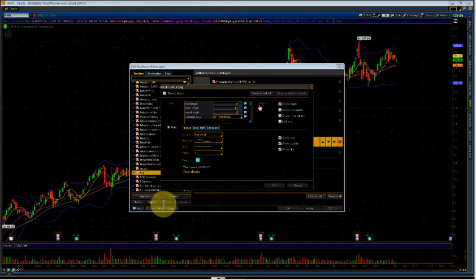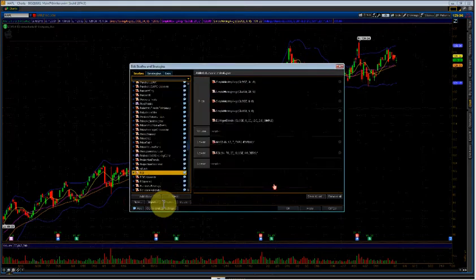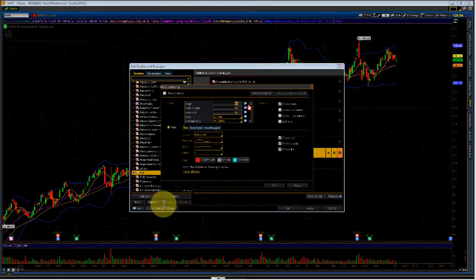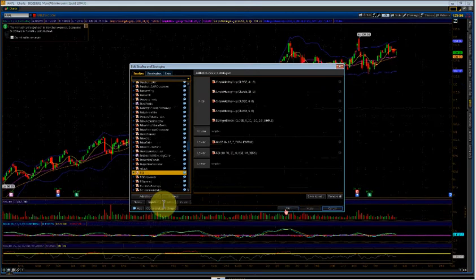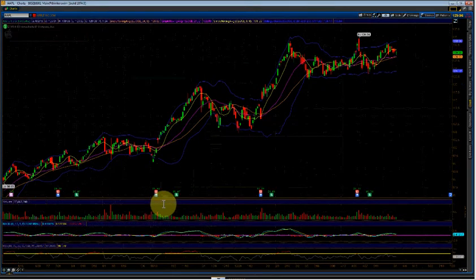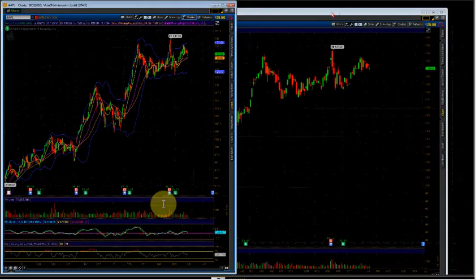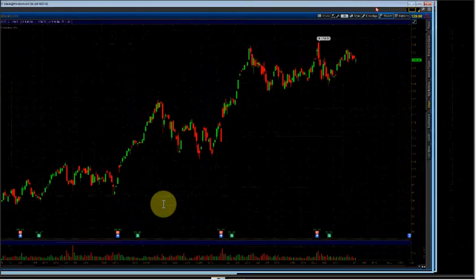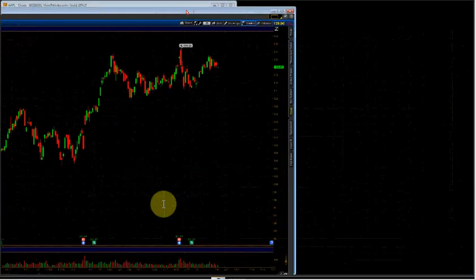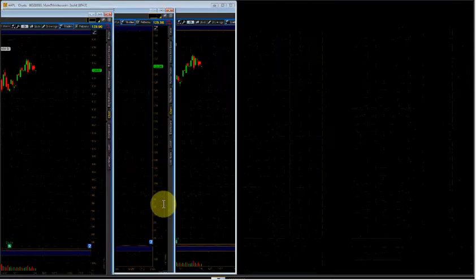Just taking a second. Anyway, I'm going to move this chart over to the left-hand side. I'm going to take this chart and just put it side by side. Oops, come on now. Oh, hold on. It's wanting to mess with me.